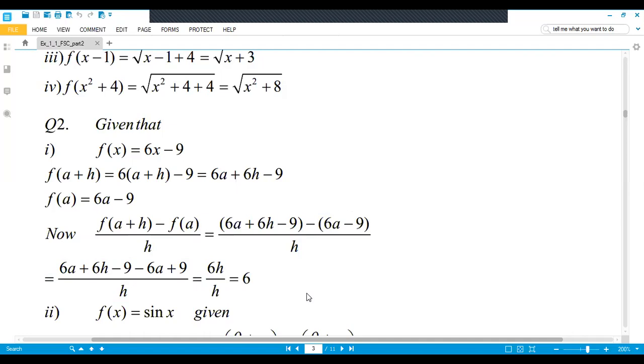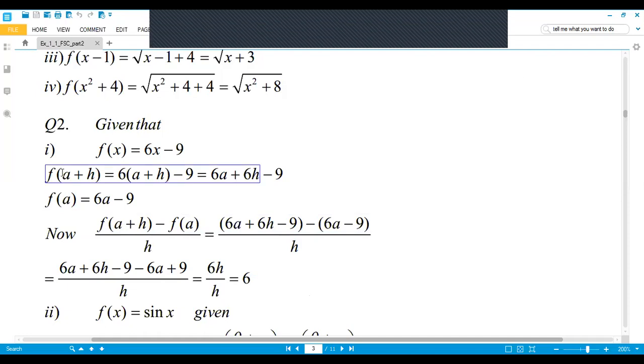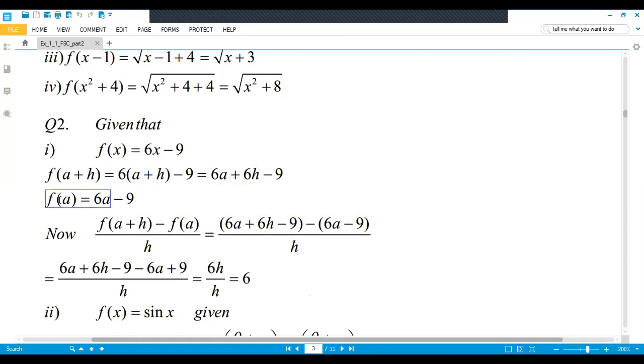What is the question? We have f of x equal to 6x minus 9, and you are going to find f of a plus h minus f of a, over h. For this, first we find f of a plus h: in place of x we put a plus h, and in place of x we put a for f of a, and we get this answer. Now in this equation we put the values and simplify it, so we get the answer 6.